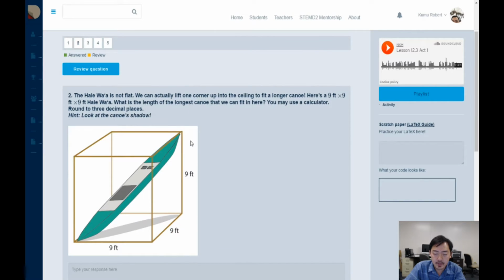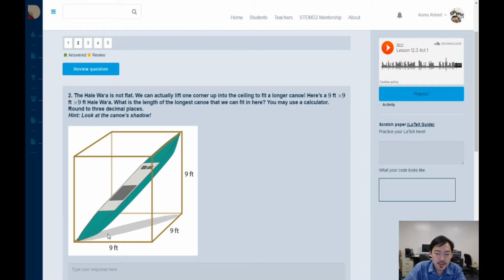Here's a 3D picture of a haleba'a that is 9 feet wide, 9 feet long, and 9 feet tall. It turns out that we can fit a longer canoe if we lift one of the corners up to the ceiling. So in this question, we want to know how long is this canoe.